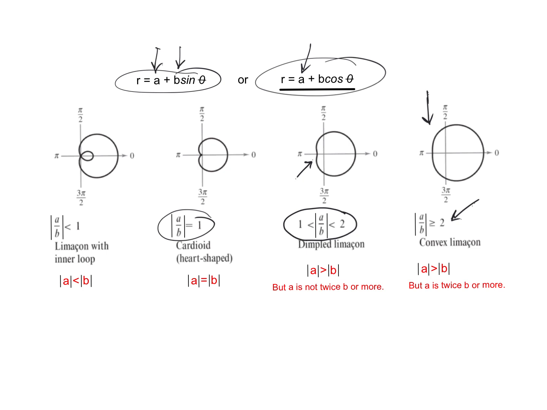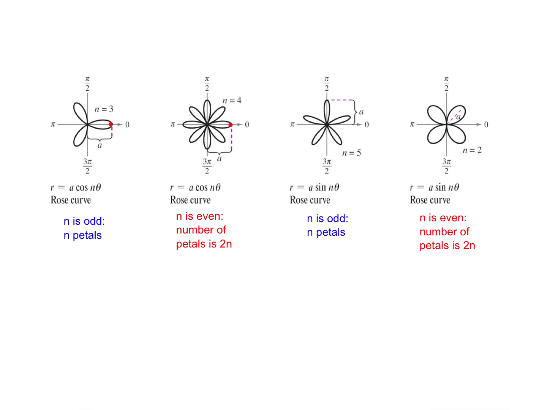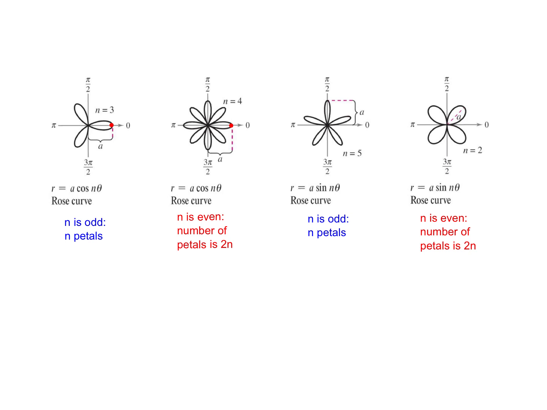And then this is a summary of the rose petals on here, where you've got odd number and even number and where they are centered and, you know, sine or cosine kind of thing on there. So if you want to take a picture of that one. Remember, if it's got an even number in there, it doubles the number of petals.